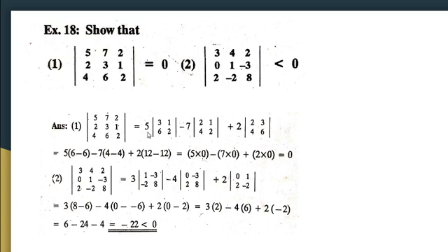So for simplifying this determinant, we have to consider the first element, then find the determinant of the remaining values. Then put a negative sign for the second element, that is -7, and find the determinant of the remaining values. Then put a positive sign for the third element, and find the determinant of the remaining values.